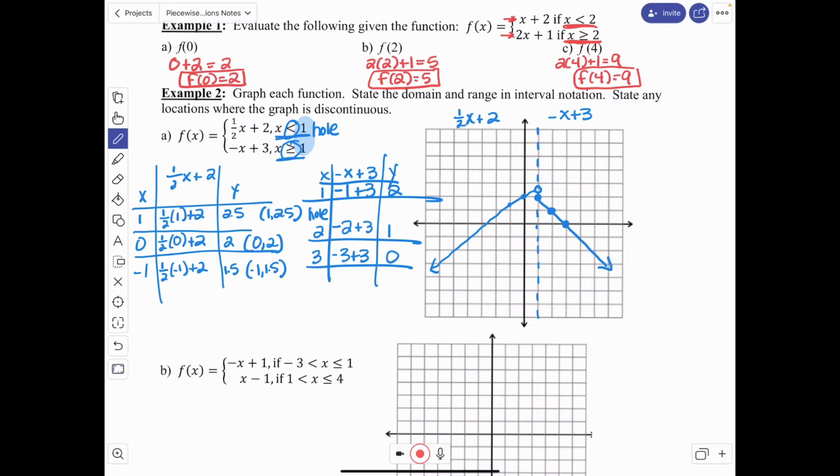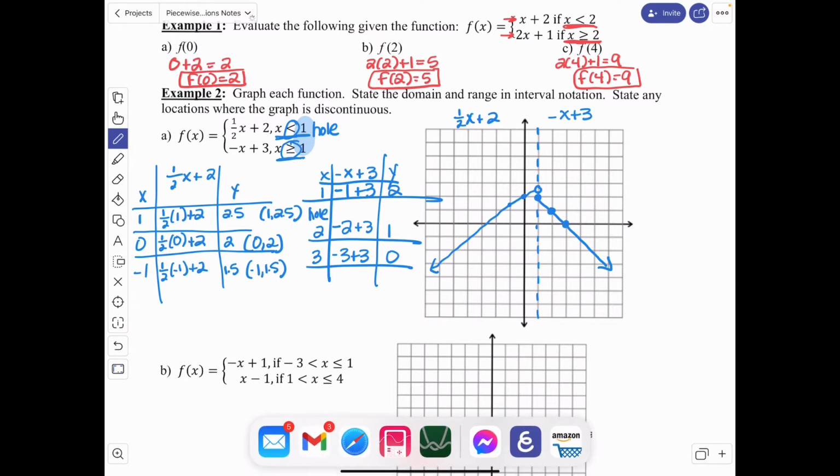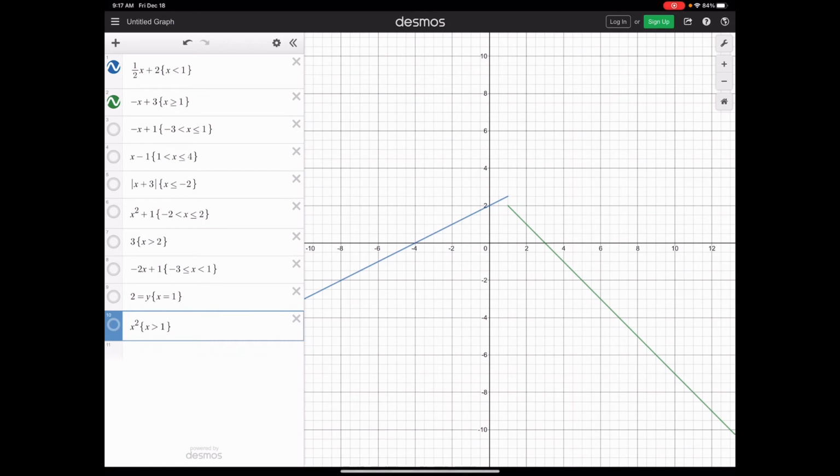Now, if I want to make sure that I graphed it right, I can check on Desmos. Okay, so I've already got my equations entered. If you want to, and I've got a lot of graphs on here, you just turn them on and off by clicking this part right here. So that just turns them on and off. And I've got the other ones from our notes plotted in here just to save us a little bit of time. But my first two up here are the first two that we're looking at.